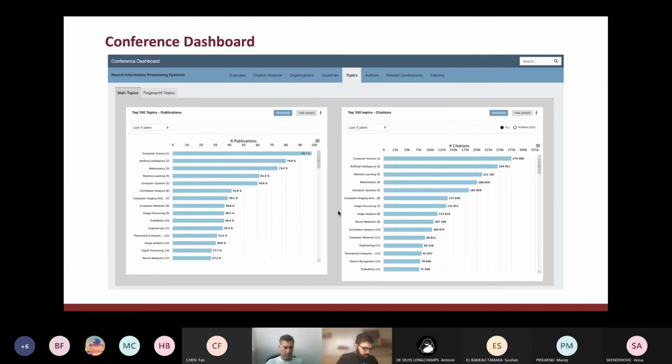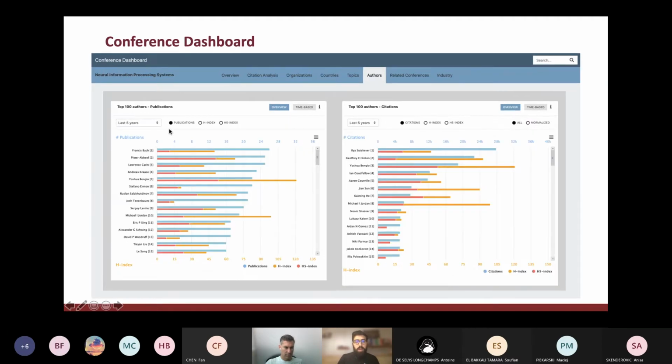Then there are also topics. Here you can see all topics, and if you switch to fingerprint topics, you will observe those. I will just go quickly through this because at some point it can become quite cumbersome.